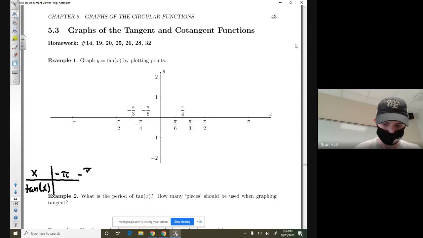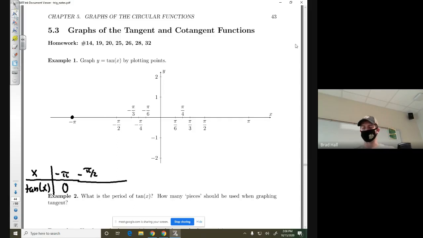Negative pi over 2. And we're going to keep plugging in these values into the calculator, which means you need to make sure your calculator is in radian mode for this to work. So when I type in tangent of negative pi, I get 0. All right, put a 0 right here. We'll slowly start to derive what this graph looks like.